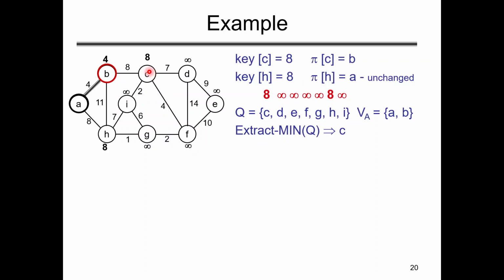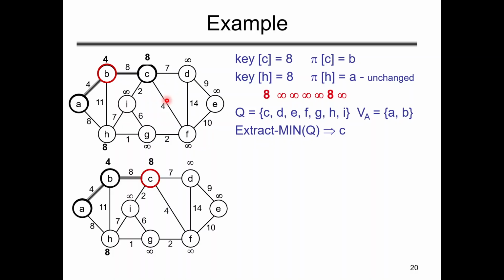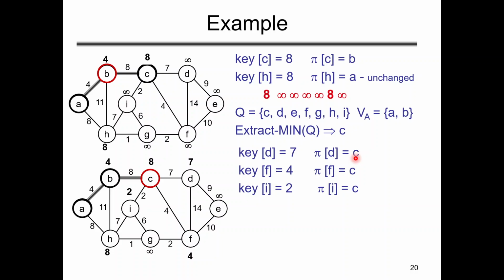So these are the three vertices that have been connected to C. You can see here, key of D is 7, and key of F is 4, key of I is 2. So now from C, C to D is 7, C to F is 4, C to I is 2.